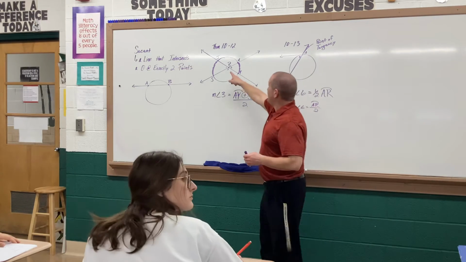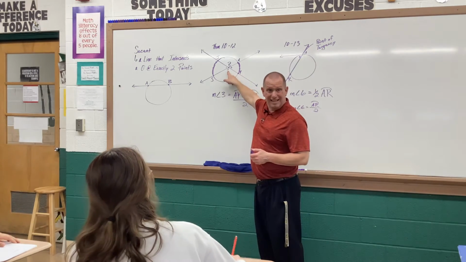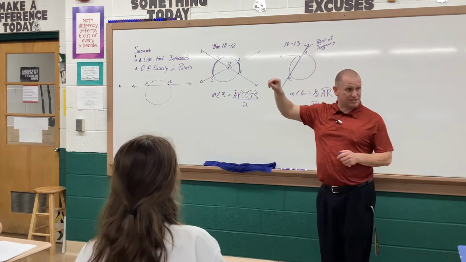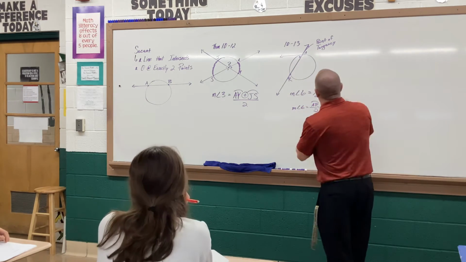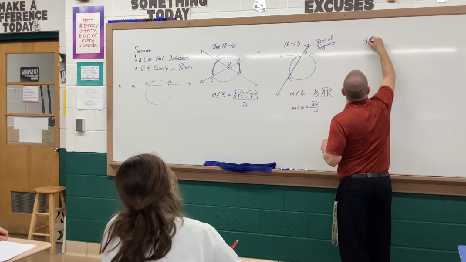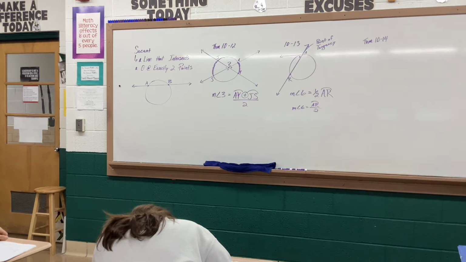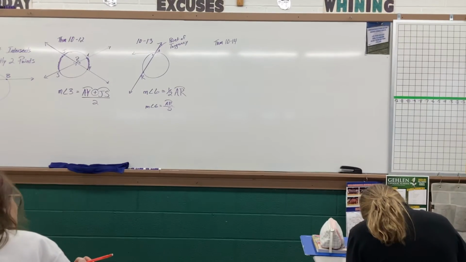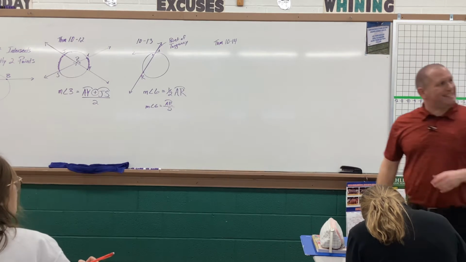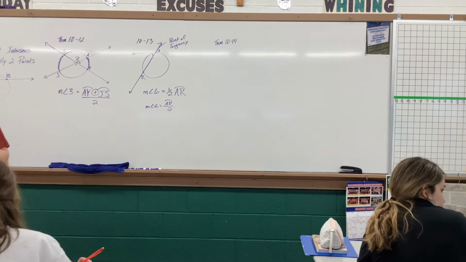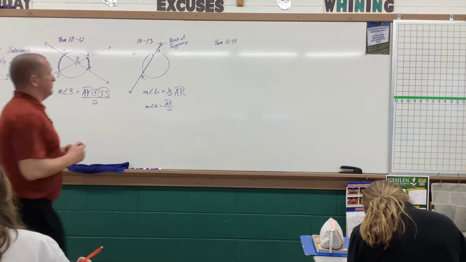So, the first one they intersected on the inside, and we added. The second one they intersected right on the circle. So what's the last one going to deal with? Theorem 10.14 is going to be when they intersect on the outside. So this one you can do with 2 secants, a secant and a tangent, or 2 tangents. So you can have a combination of all things.